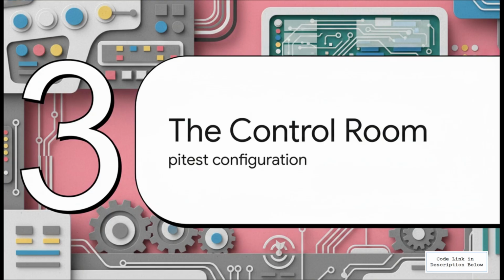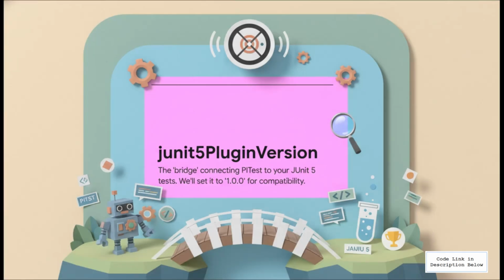Now we head to the control room. This is the PIT configuration block inside build.gradle, and it's where we're going to fine-tune all the parameters for our mission. First up is the JUnit 5 plugin version. You can think of this as the bridge or the translator. It's what connects PIT to our JUnit 5 tests, making sure they can communicate properly. We're setting this to 1.0.0.